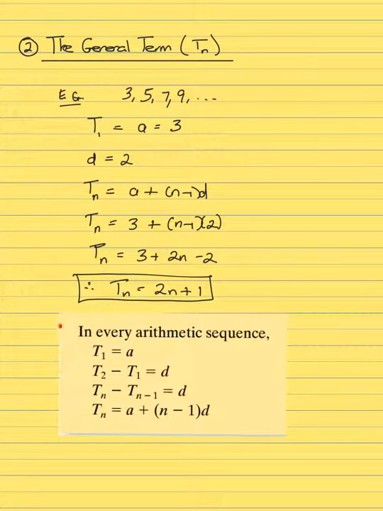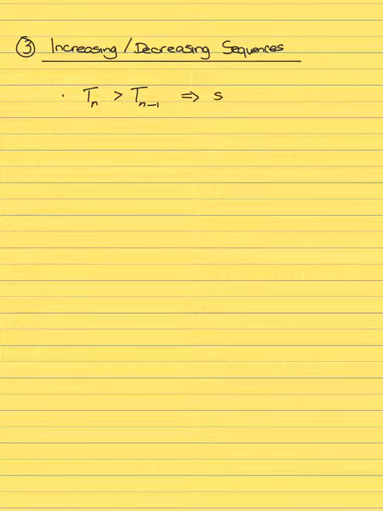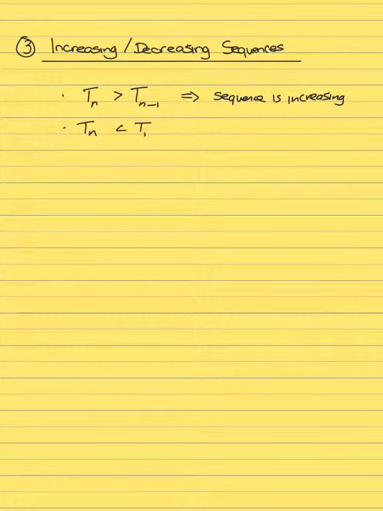This piece here is a very useful summary, particularly noting that the difference between any two terms in an arithmetic sequence is d, the common difference. We look here at increasing and decreasing sequences. If a term is bigger than its previous term, then of course the sequence is increasing. And if a term is smaller than its previous term, then the sequence is decreasing.